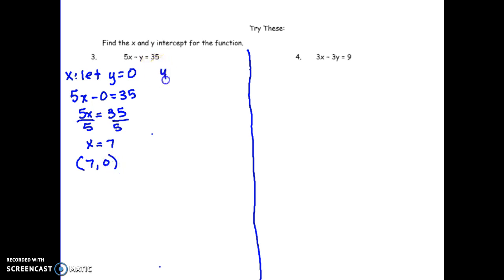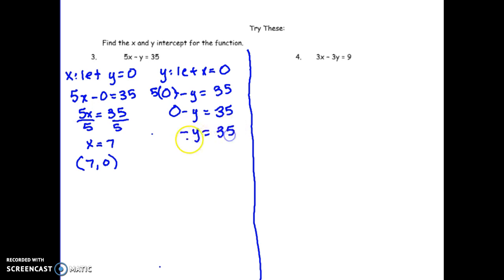My y-intercept, I want to let my x be 0. And when I do that, I've got 0 minus, 5 times 0 minus y is equal to 35. Or 0 minus y is equal to 35. I'm left with negative y equals 35. So when I divide both sides by negative 1, my y is negative 35. So my ordered pair would be 0, negative 35.